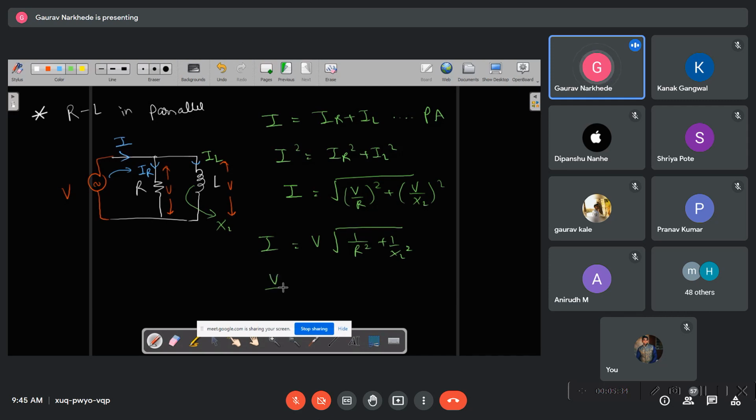And then finally V by I, which we call Z, will be equal to 1 divided by this component, the root of 1 upon R square plus 1 upon XL square. Correct?